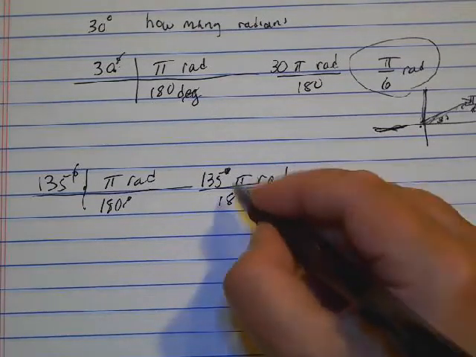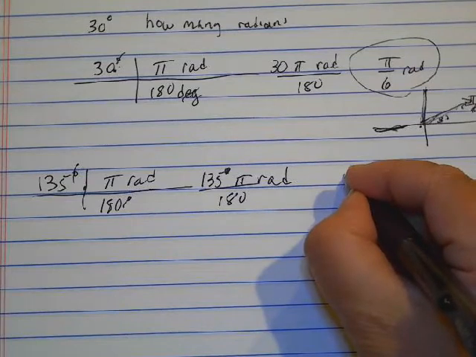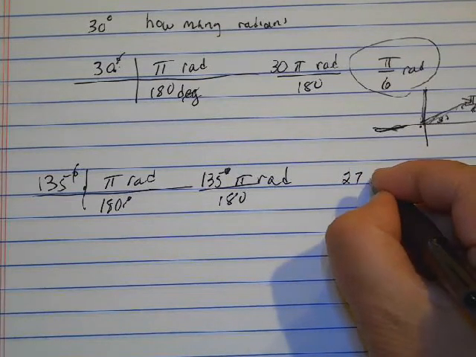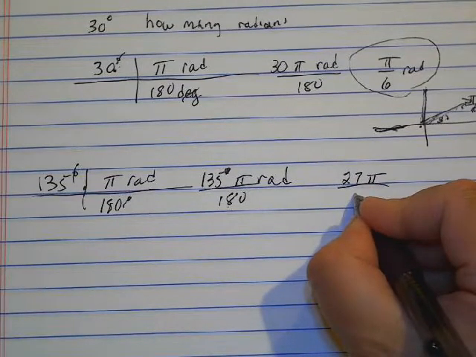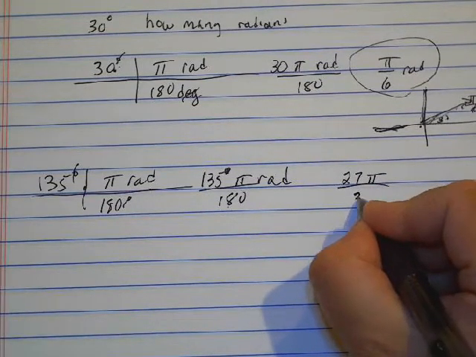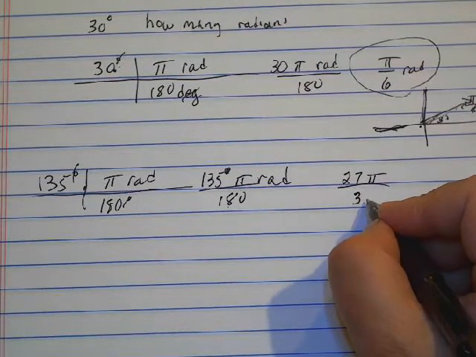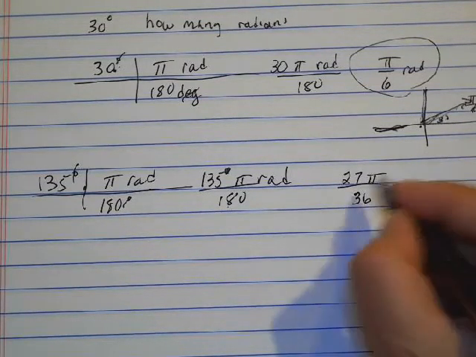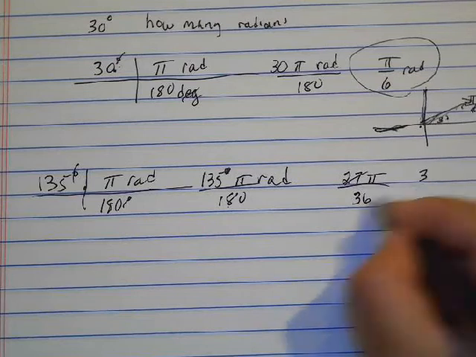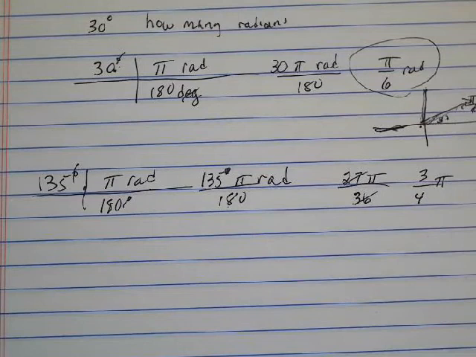Let's see here, 5 goes into 135 27 times. And 5 goes in here, I believe, 36 times, and that reduces again. 9 goes in here 3 times, and 9 goes in here 4 times. So 135 degrees is the same thing as 3 pi over 4.